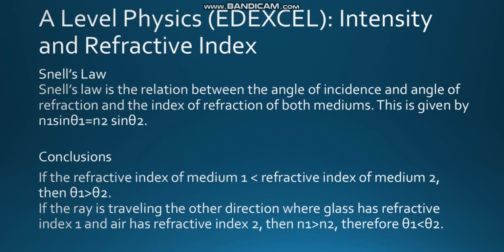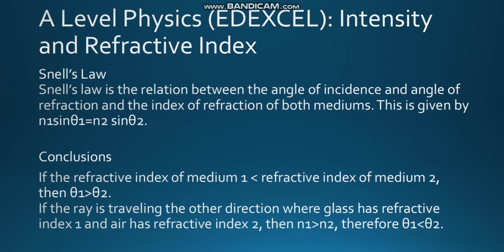We now need to look at Snell's law. Snell's law is the relation between the angle of incidence, the angle of refraction and the index of refraction of both mediums, and it is given by n1 multiplied by sine theta 1 equals n2 multiplied by sine theta 2. So to conclude, if the refractive index of medium 1 is less than the refractive index of medium 2, then the angle of incidence is greater than the angle of refraction.